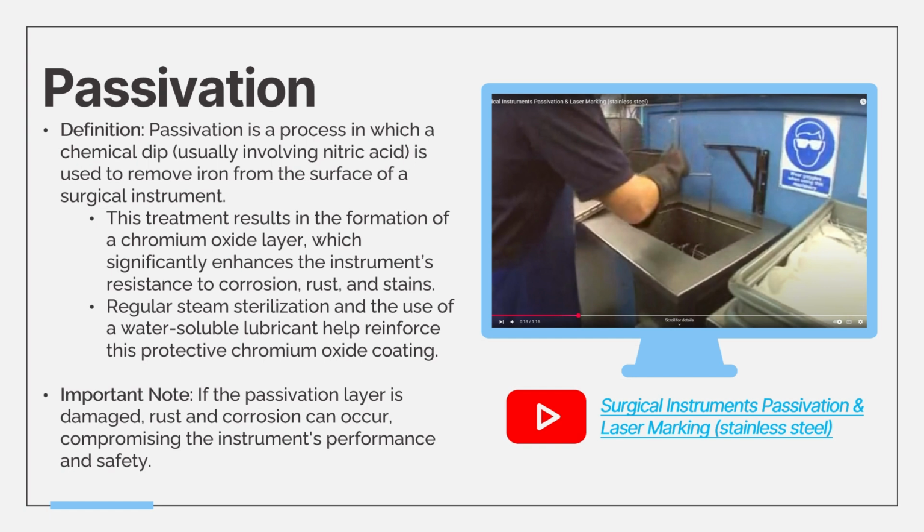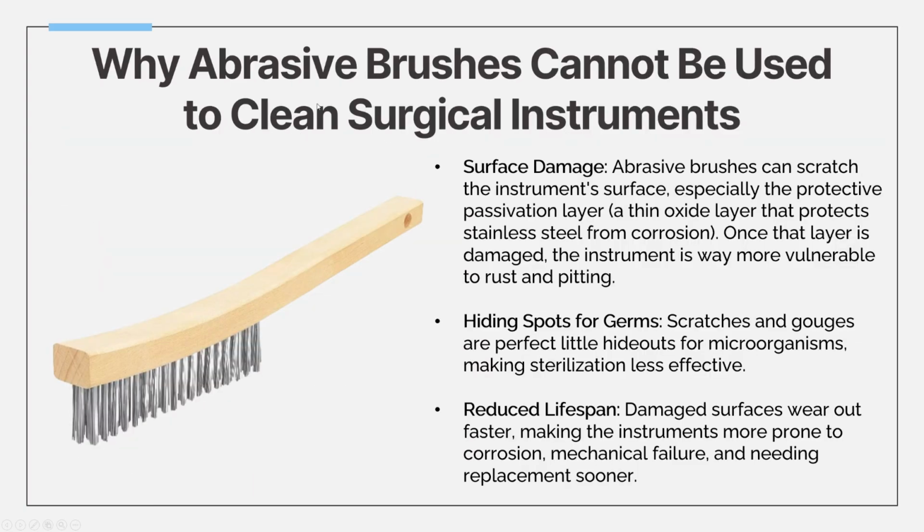Water-soluble lubricants during cleaning cycles also help protect the passive layer by minimizing friction and wear. If the passivation layer is compromised, the instrument is vulnerable to rust and corrosion, which not only affects its function but also poses patient safety risks, including contamination or injury. And for that reason, we're going to talk about why abrasive brushes cannot be used to clean surgical instruments.